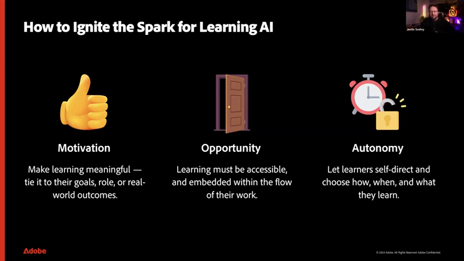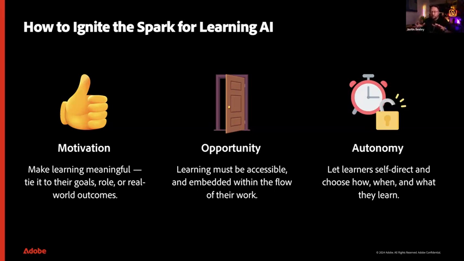Number two, give them the opportunity at every single turn to learn this stuff. So it's got to be accessible, and it's got to be embedded within the flow of their work. Like I said, making it inside of an application, making it inside of a piece of documentation, whether that's a link or whatever, just giving them that opportunity to learn things. And then number three, giving them the autonomy to do it.